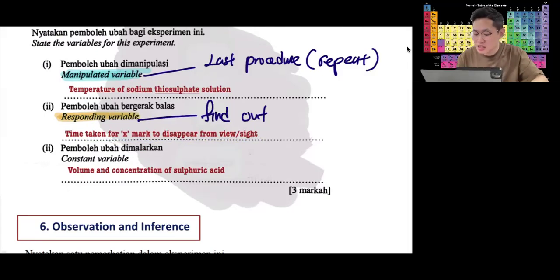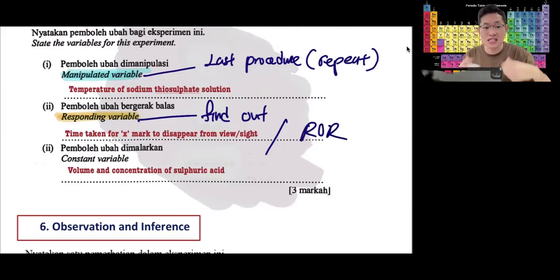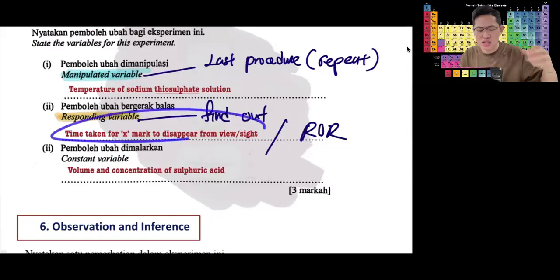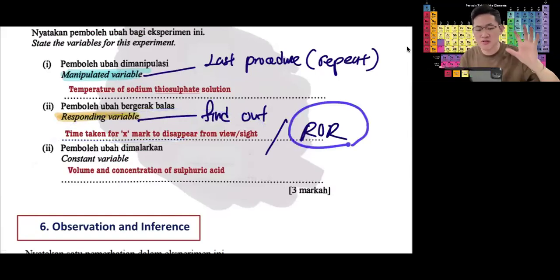Or you can actually just write rate of reaction, because I'm doing this experiment to find out the rate of reaction. This is also acceptable. In case you are getting a different set of questions tomorrow and you don't know what to write, you don't know whether it is a time taken or what, don't worry, just write rate of reaction.